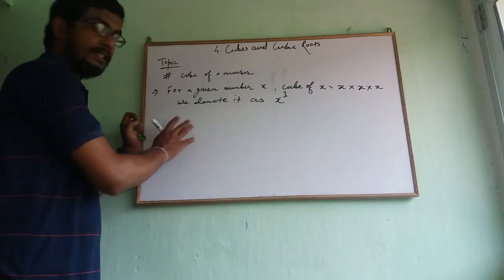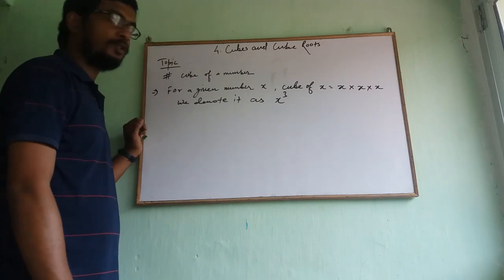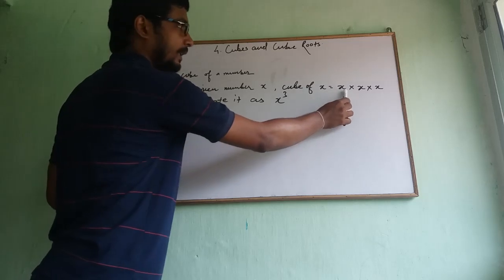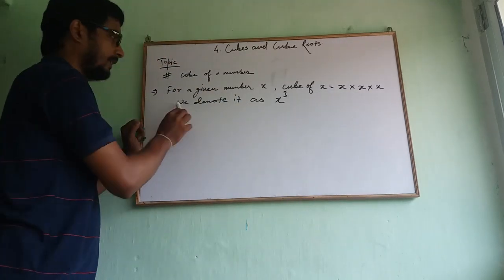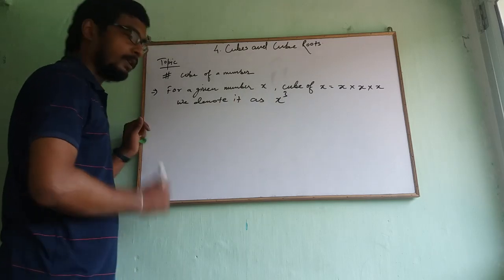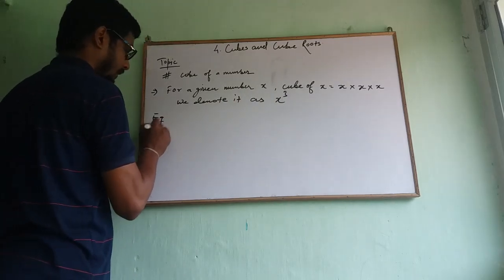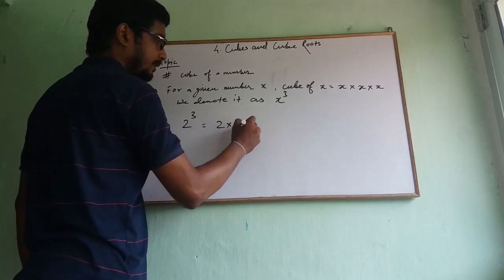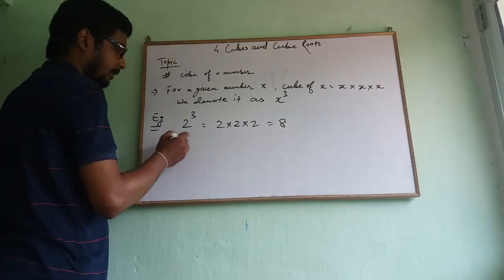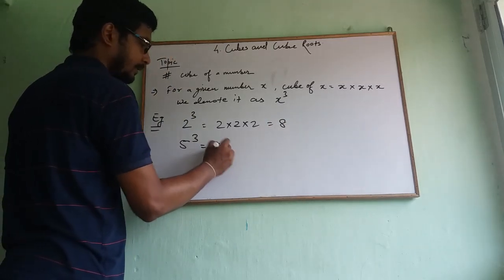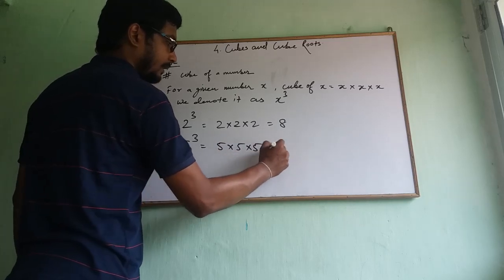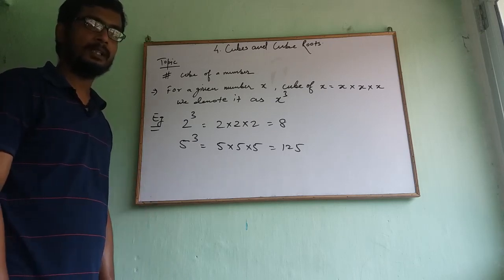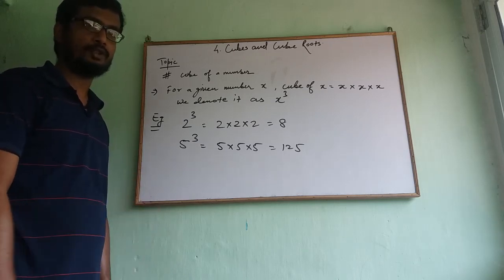Okay, students. So let's start with our first topic, that is cube of a number. We can define it as, for a given number x, cube of x is equal to x into x into x. We can denote it as x cube. For example, 2 cube is equal to 2 into 2 into 2, that is equal to 8. Or we can say 5 cube is equal to 5 into 5 into 5, that is equal to 125. I hope that you have understood our first topic. Now let's solve some of the questions regarding this topic.